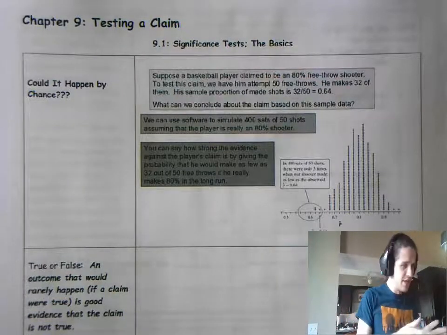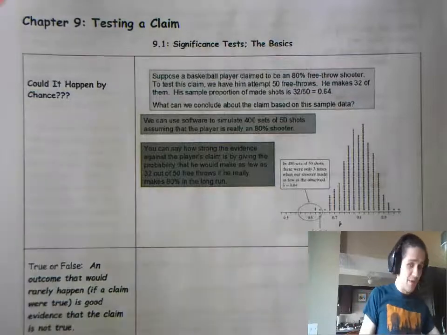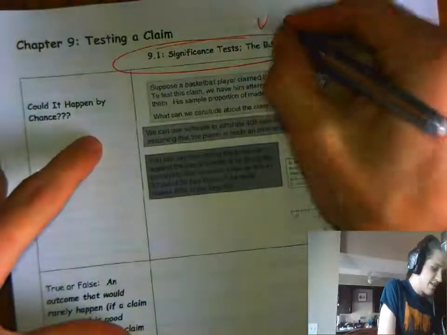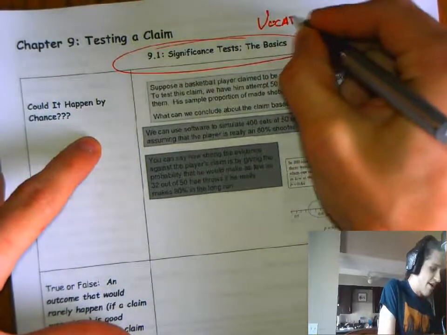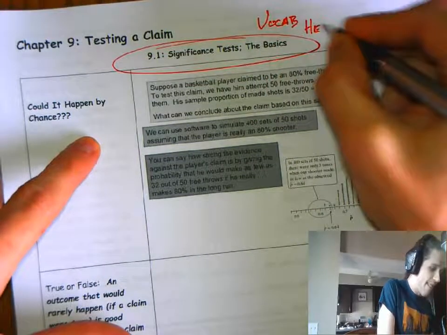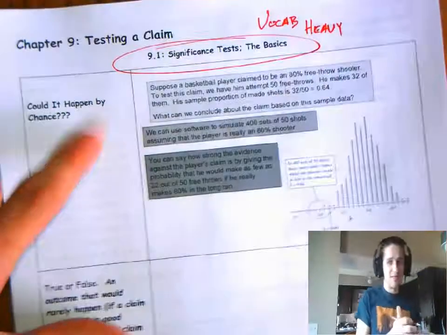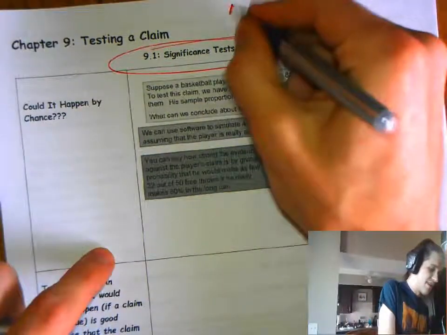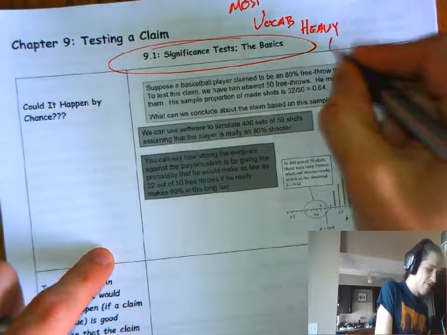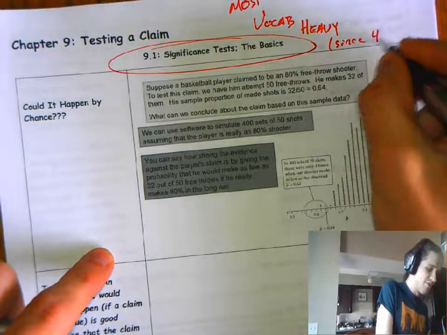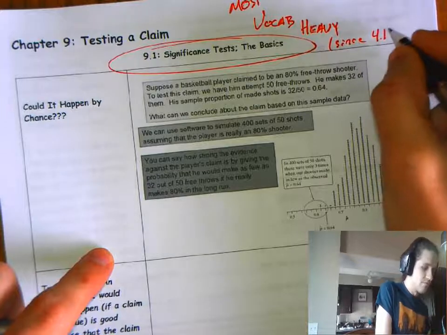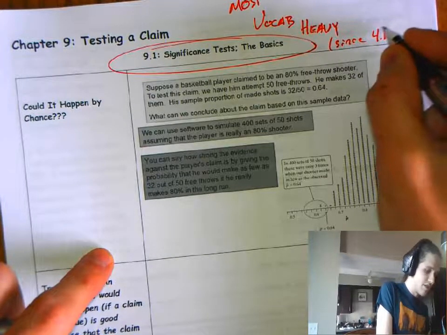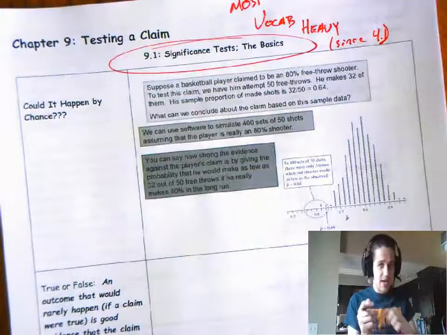The glossary as well. Chapter 9 is vocab heavy, especially 9.1, significance test, the basics. This is a vocab heavy section. Maybe the most vocab heavy. I'll write that. Most, since our favorite section, 4.1. Well, since chapter 4 generally. So this is vocab heavy.